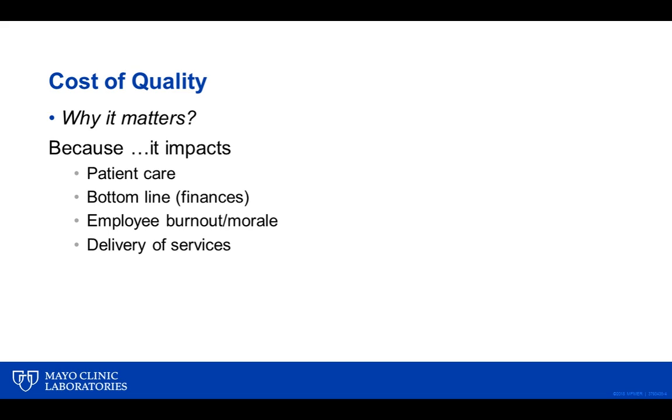So some of the things that cost of quality impacts are patient care. If we are spending a lot of money in a wasteful way, not providing the right results at the right time, having to do a lot of rework in our processes, then this is not good patient care, because the providers are not going to receive the results on time to do their diagnosis. Or if we send wrong results, then the providers have the wrong results to do wrong diagnosis. So this all has a direct impact on patient care.